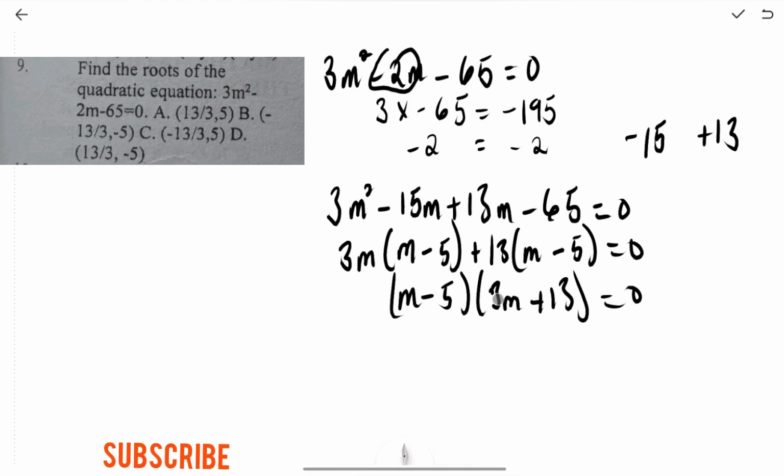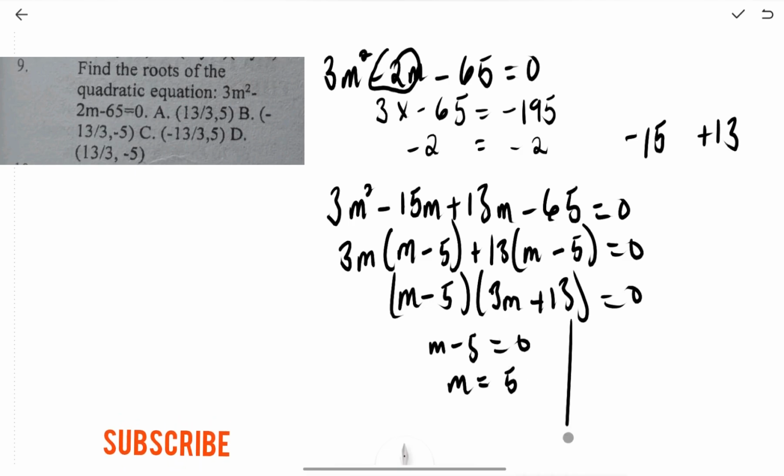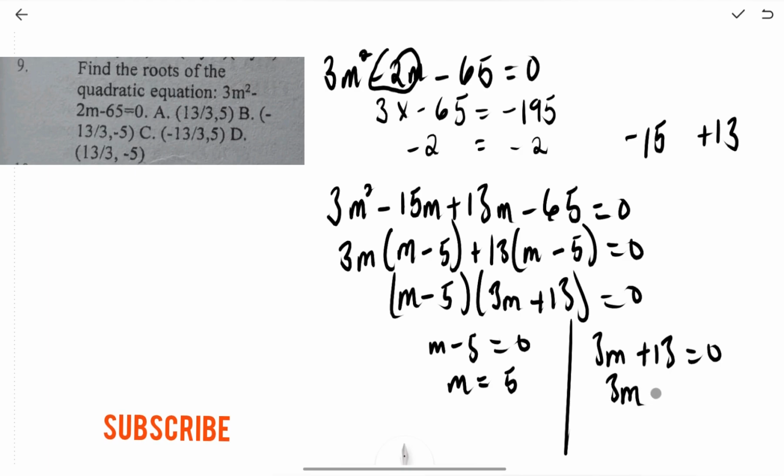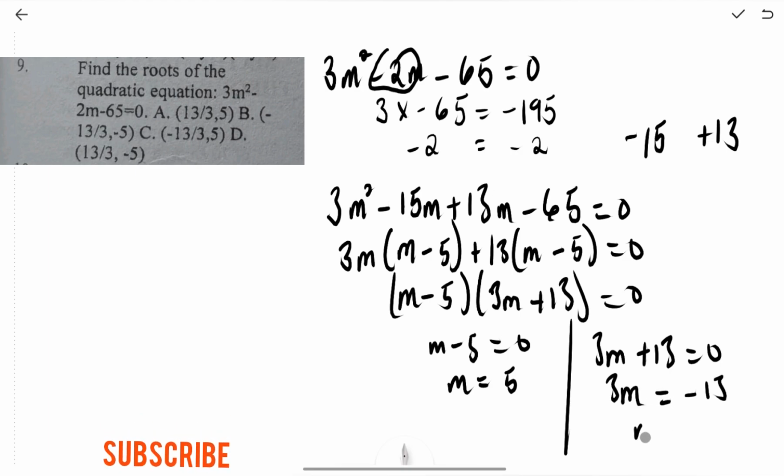Now let's take away this second bracket. So we are going to have m minus 5 equals to 0. That means our m will be positive 5. Now the other one, let's take away m minus 5, this first bracket. So we are going to have 3m plus 13 equals to 0. Then we're going to have 3m equals to minus 13. Then m will be minus 13 over 3. That will be the answer, and the final answer will be C.